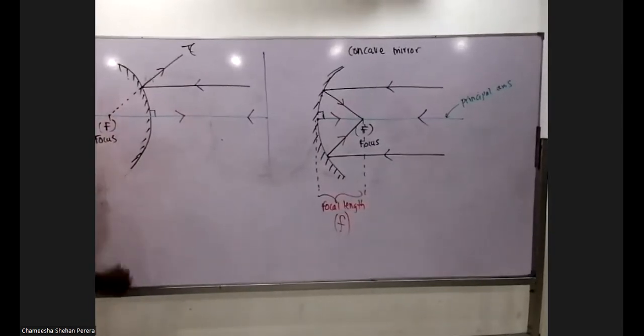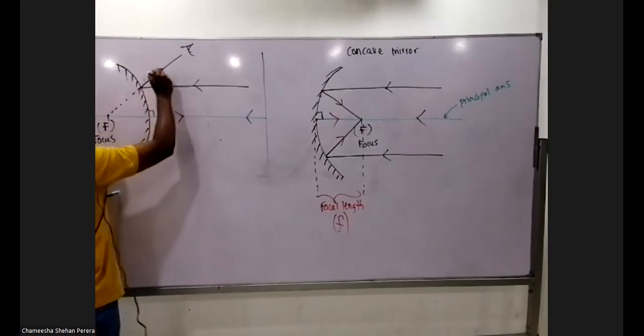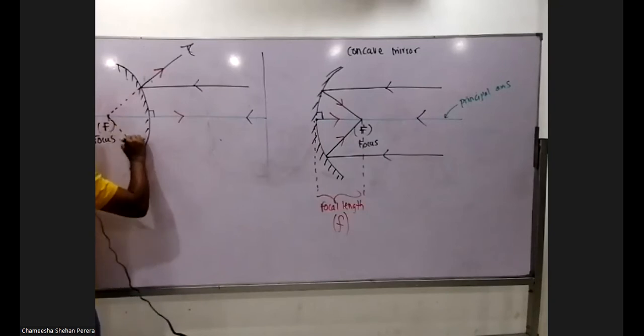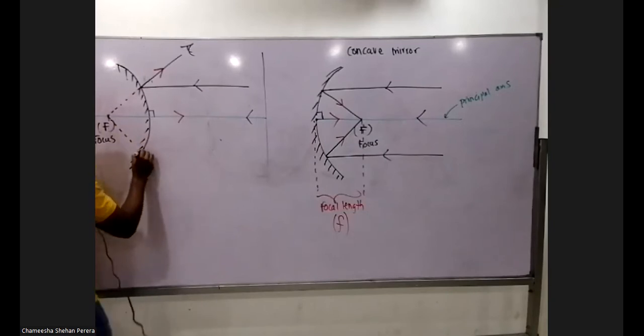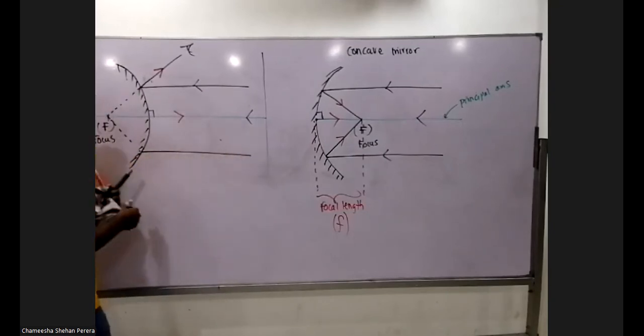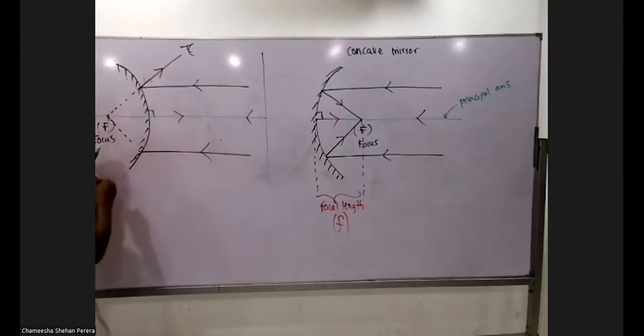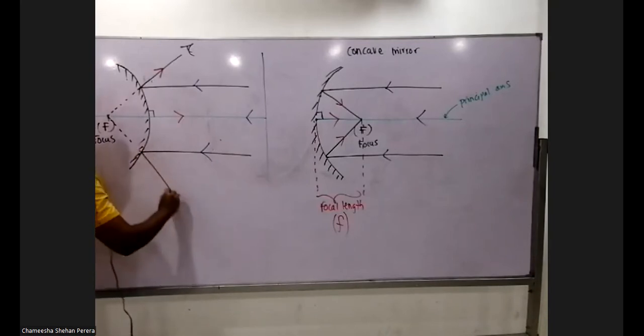This is a reflected ray. If there was another light ray parallel to the principal axis that reaches the convex mirror, that light ray also gets diverged after being reflected.